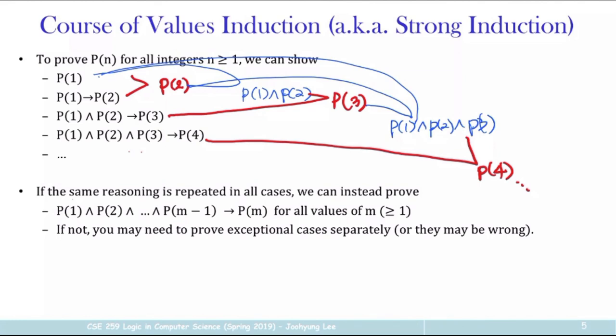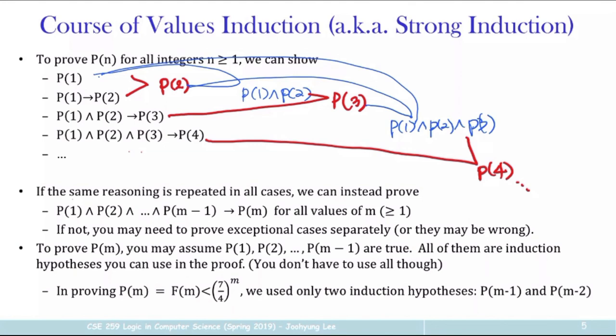And sometimes when these separate cases are not carefully checked, the induction fails. In fact, maybe the claim itself is false. Okay? So this was what I said before. To prove P of m, you can assume all the assumptions here, P of 1 through P of n minus 1, but you don't have to use that. You can use it, but you don't have to use it.